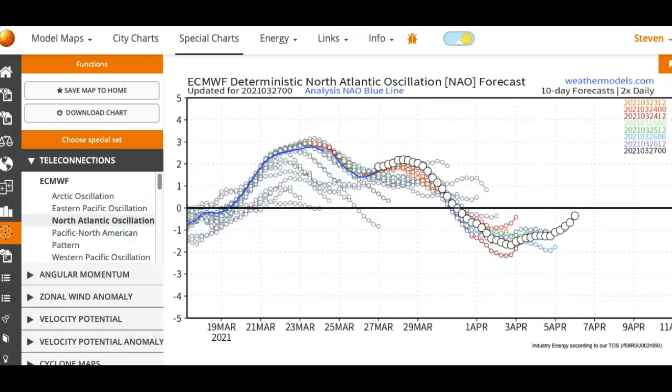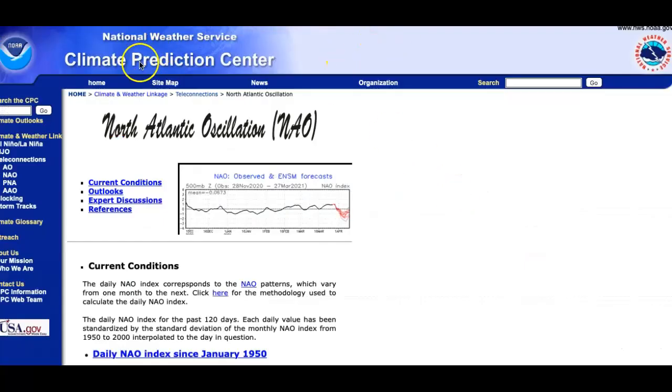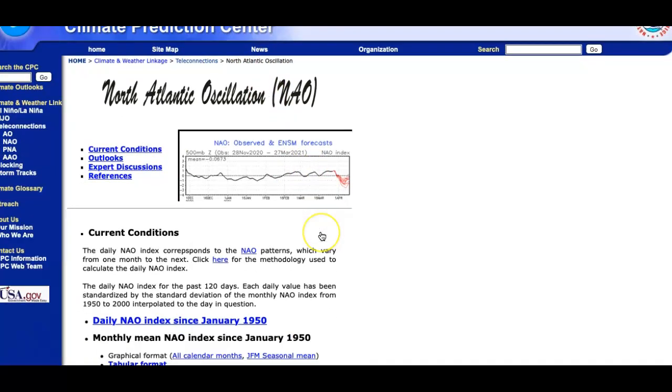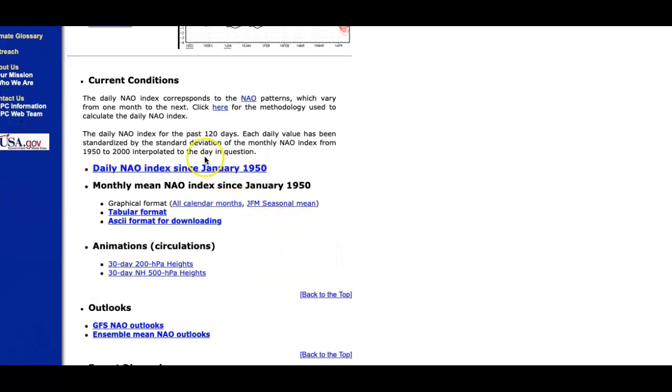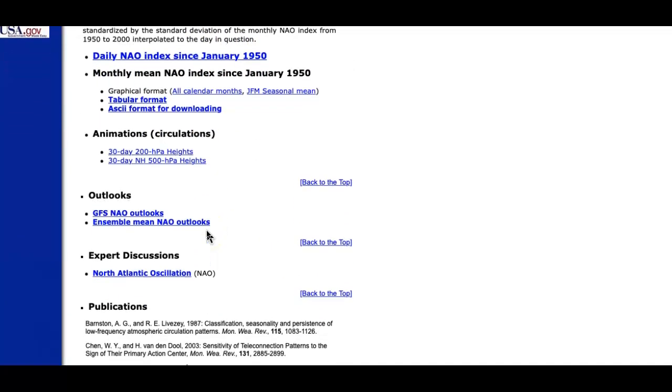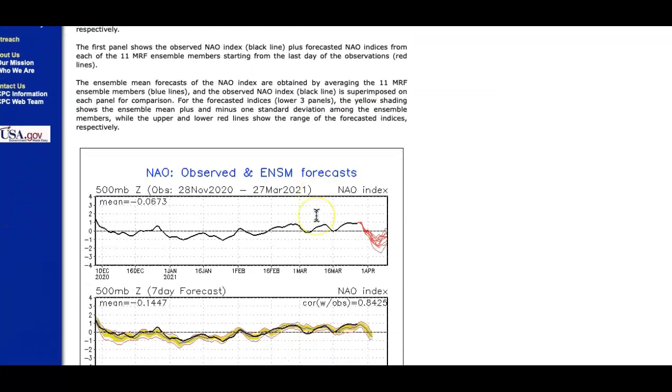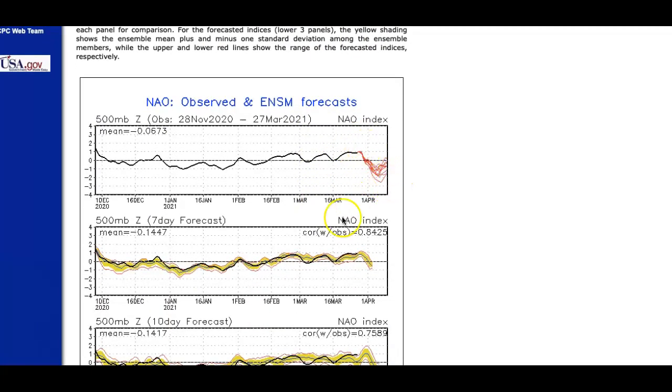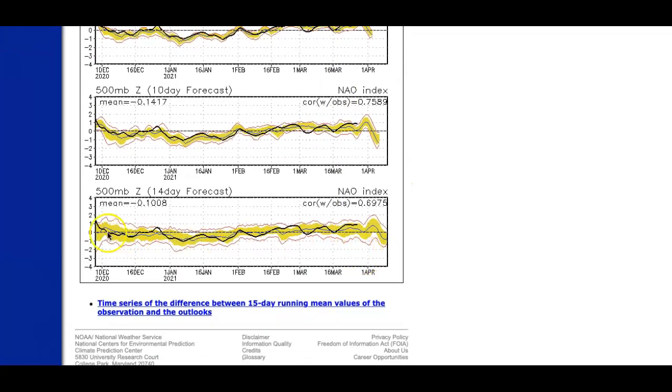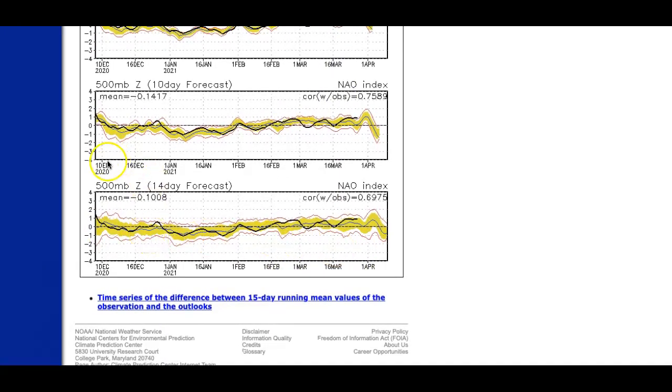Okay, it's pretty straightforward. This is coming from weathermodels.com, which is a paid website, but you could also pull it up at the National Weather Service. Let me pull it up real fast. Here it is. You could also go to the Climate Prediction Center, say that 3 times fast, and look up the NAO and the Arctic Oscillation. You could look at the forecast. Here's the Ensemble's Outlook. Very similar, same idea. It takes the data all the way back to December of 2020, so you can see how it evolved.